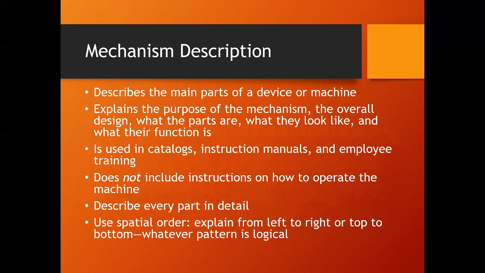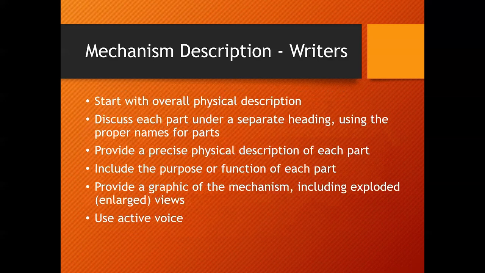A mechanism description is going to describe the main parts of a device or a machine. It's going to explain the purpose of the mechanism, the overall design, what the parts are, what they look like, and what their function is. It is used in catalogs, instruction manuals, and employee training. It's not going to include instructions on how to operate the machine, but it is going to explain every single part in detail.